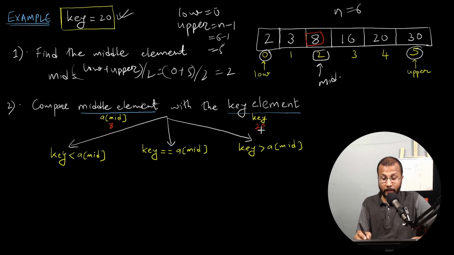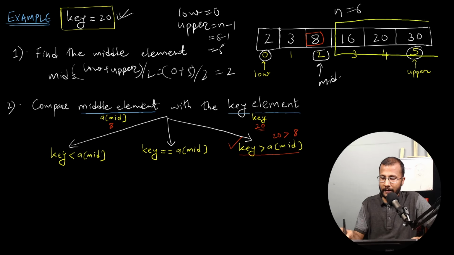But if you can see here, my key element is 20, right? So 20 is greater than the mid element, so this condition holds good in this case, because the key 20 is greater than the mid element, which is 8, right? So that means my key element must occur in the right hand side of this particular list. Okay, so it must occur in this portion of my array, right?